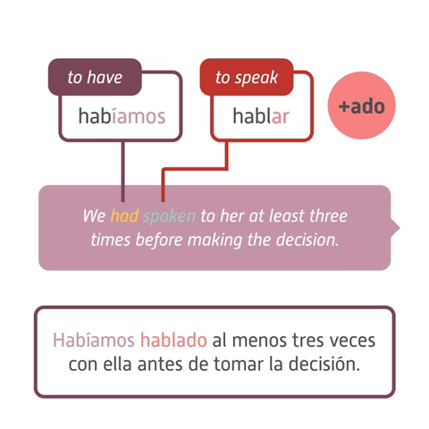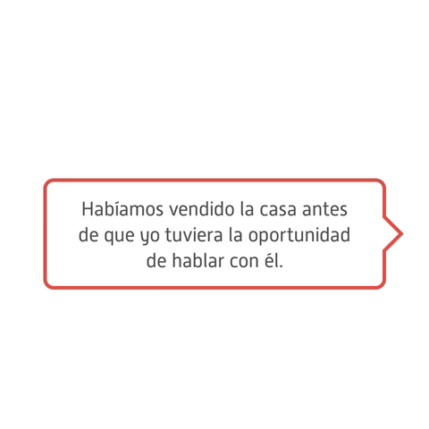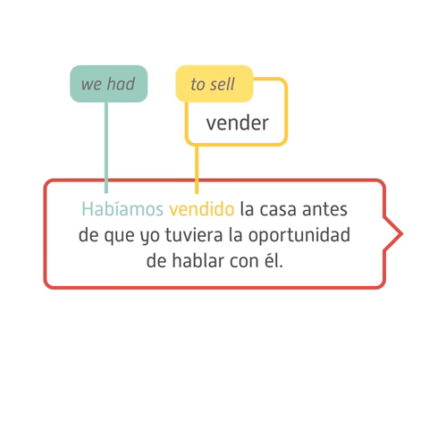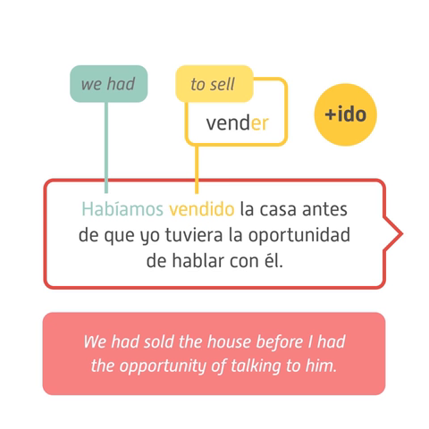Let's look at another example. We have, Habíamos vendido la casa antes de que yo tuviera la oportunidad de hablar con él. As we've already learned, habíamos means we had. The word for sell is vender. We remove the er ending and replace it with ido. This means that the sentence reads, We had sold the house before I had the opportunity of talking to him.